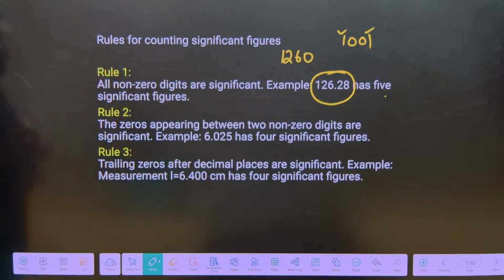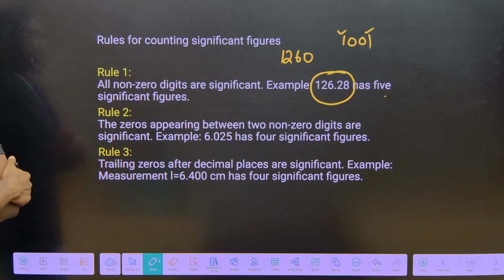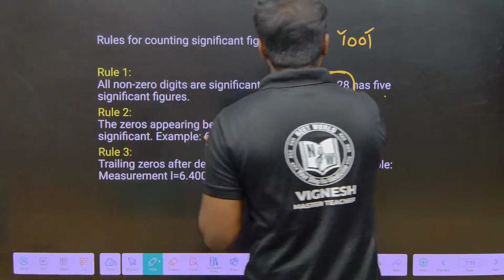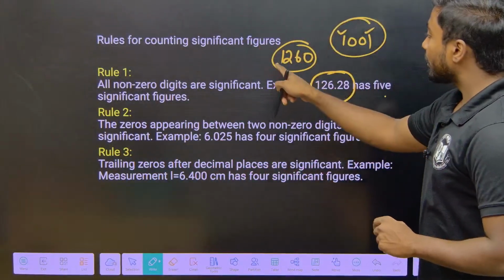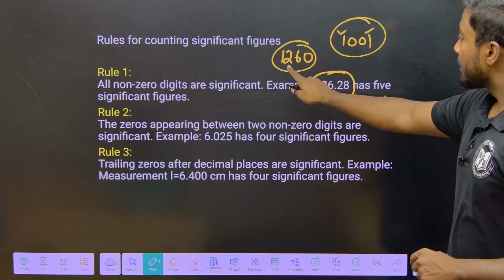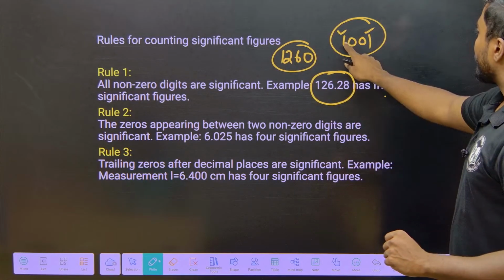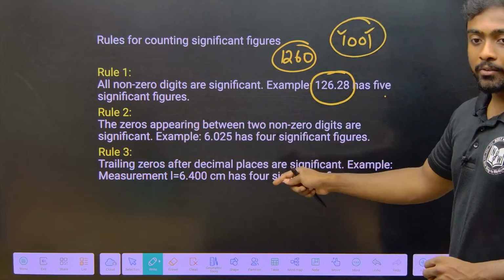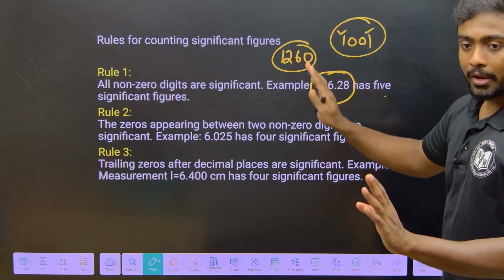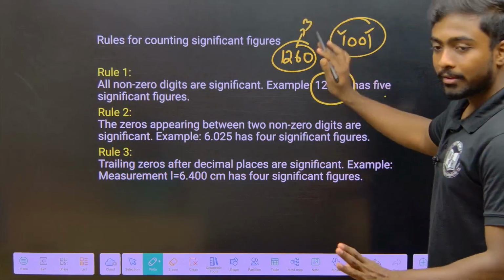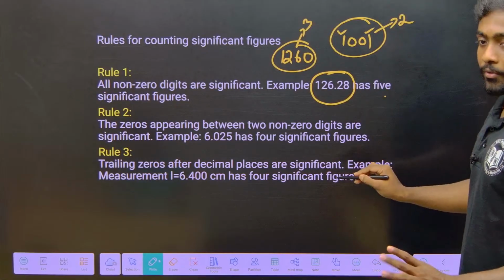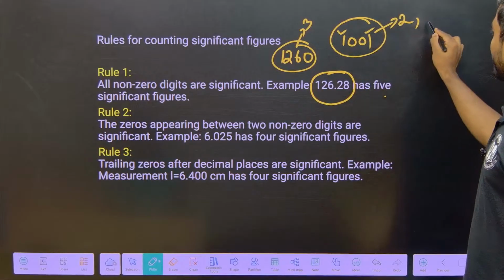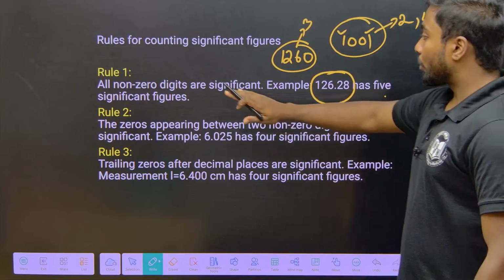Next we will go for rule number 2. A 0 appearing between 2 non-zero digits is significant. Taking these 2 examples, initially rule number 1 says zeros are not counted. So 1, 2, 3, 3 significant. Here 2 significant. Rule number 2 says zeros between non-zeros are significant. So in this case it remains as it is, 3 only. Here we saw 2 initially for the first rule. Now for the second rule, how many significant? 4 significant. Okay.